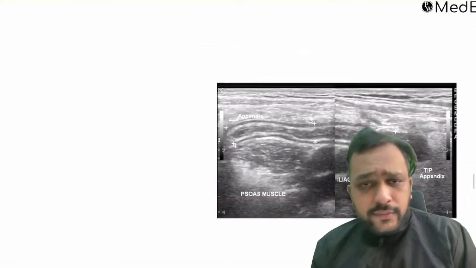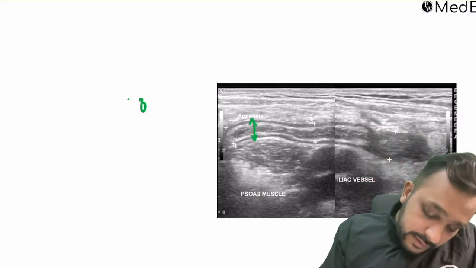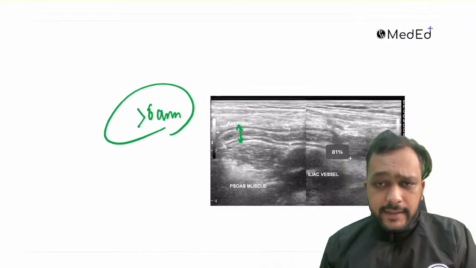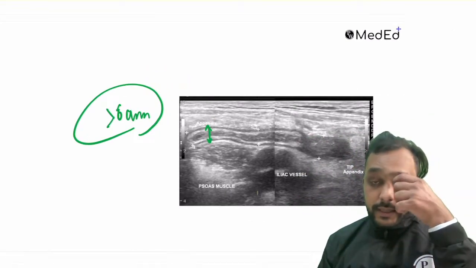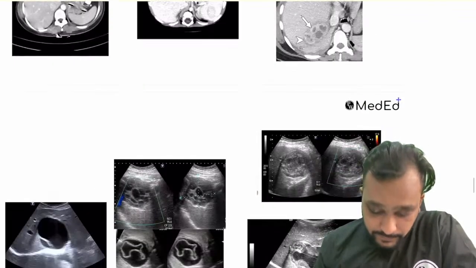Right? This is the case of acute appendicitis, and the outer wall to wall diameter is more than 6 mm. The patient presented with pain in the right iliac fossa. There was probe tenderness, and on the ultrasound, these are your following observations.